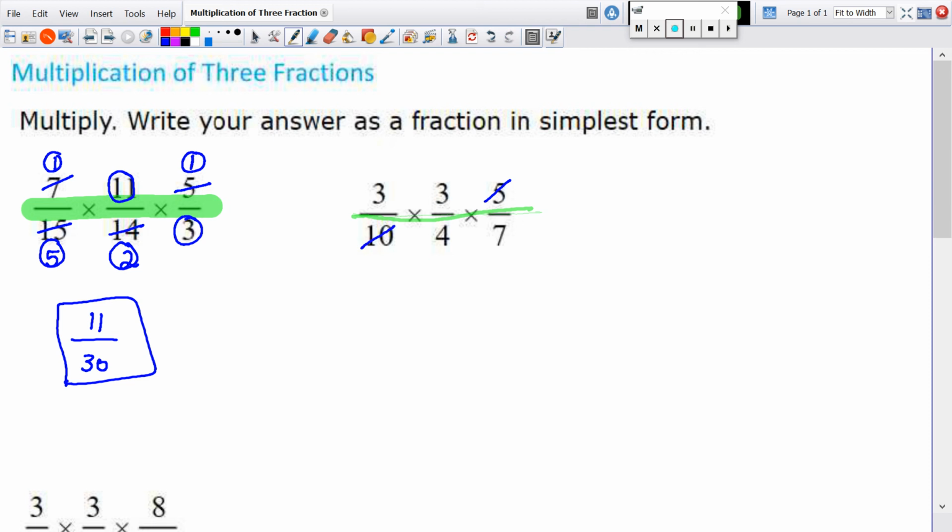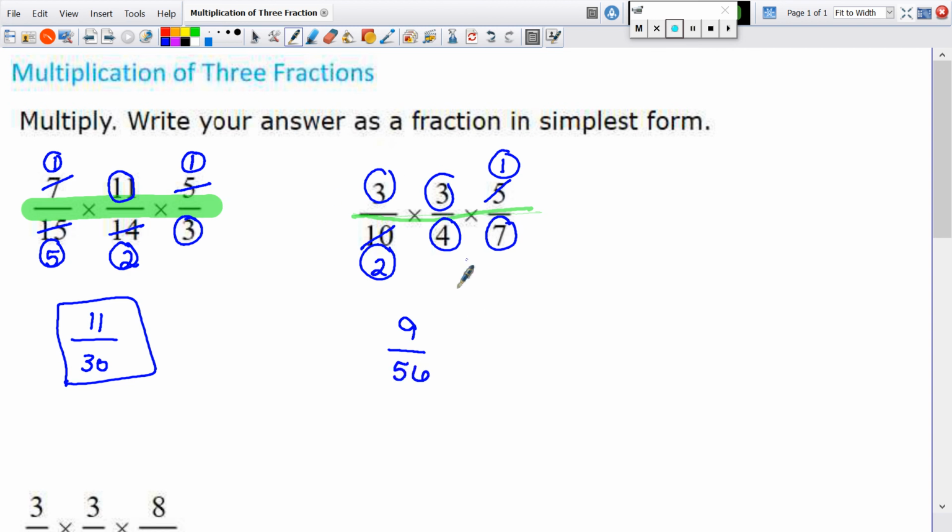5 and 10, they can be divided by 5. So 5 divided by 5 is 1, 10 divided by 5 is 2, and that looks like it's about it. So in the numerator, I've got 3 times 3 times 1. 3 times 3 is 9. 9 times 1 is 9. In the denominator, I have 2 times 4 is 8. 8 times 7 is 56.